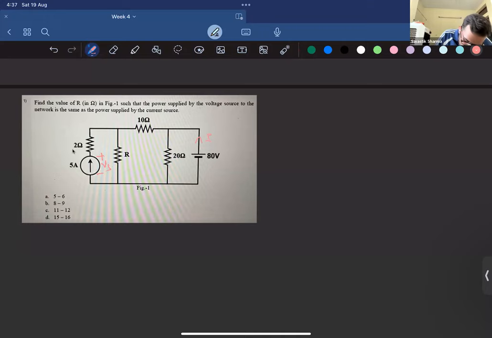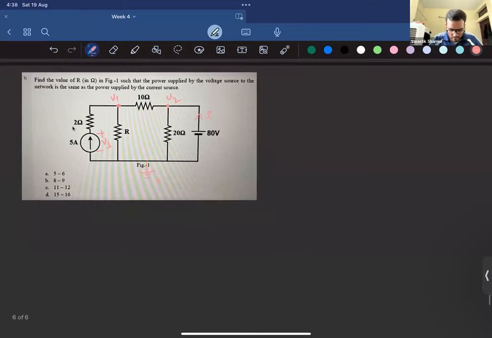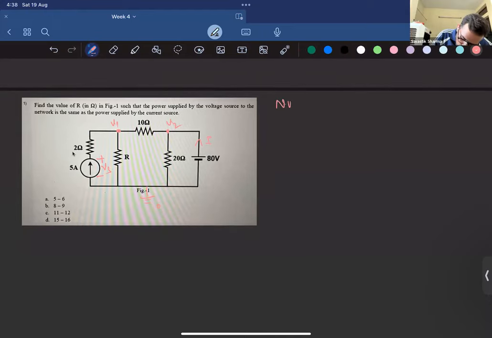So let's apply nodal analysis to these two nodes. Let's call it V1 and let's call it V2, and let's give this as a datum node or a reference node, right? So this is visible to all of you, right? Whatever I'm writing, can anyone just quickly tell me that it's visible? Yes, sir. So let's apply nodal analysis, KCL at node 1, this node. Can anyone tell me what would be the KCL around this node? It would be V1 minus.